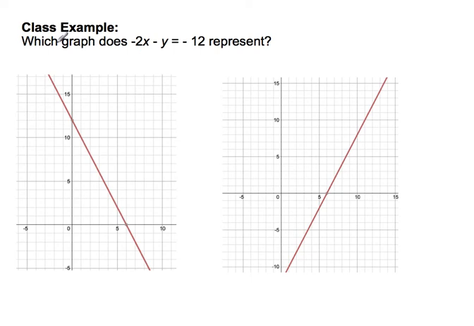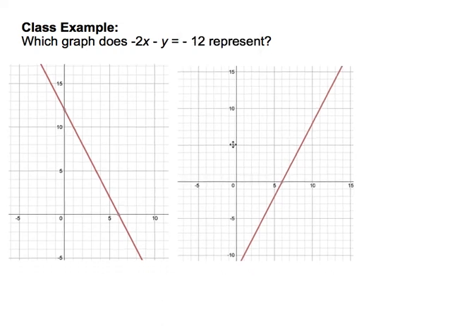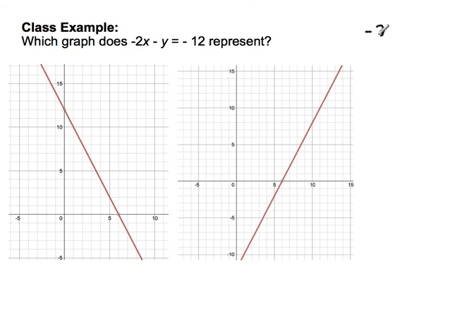So welcome back. The class example says, which graph does -2x minus y is equal to -12 represent? So here, I'm just going to move this over just so I can do some algebra on the side here. Okay, so I have -2x minus y is equal to -12. I can see a few points that are good. I don't see the 0. I see the 2, the 5. So I'm just going to stay with 0, 1, and 2. And if those 3 points don't work, it's not a big deal.